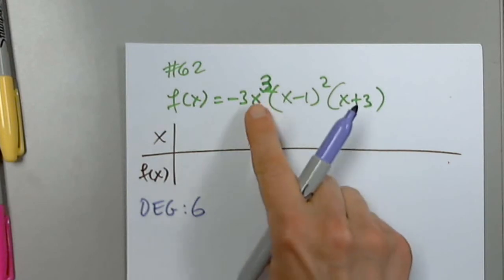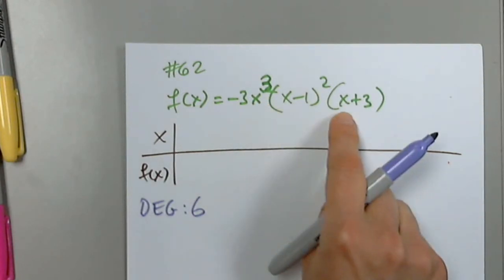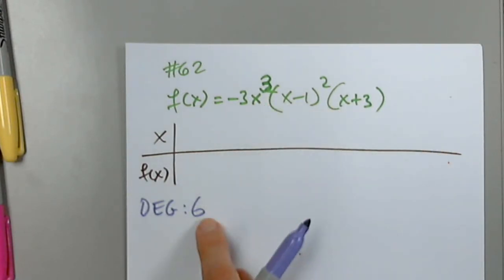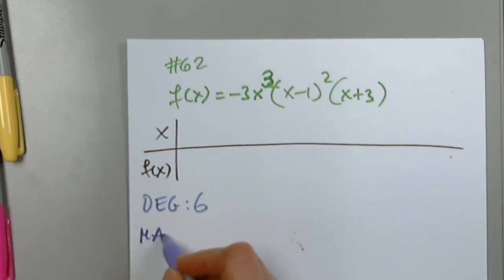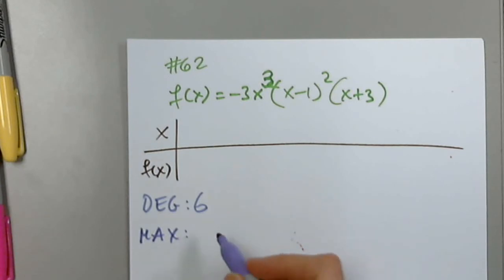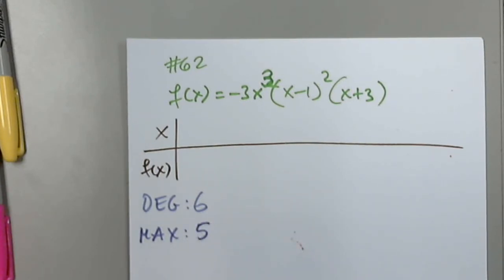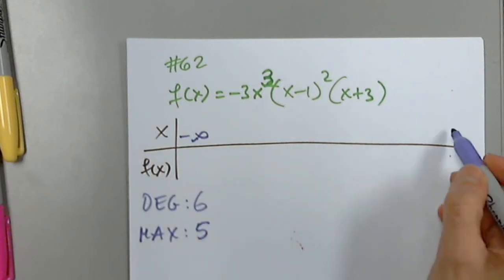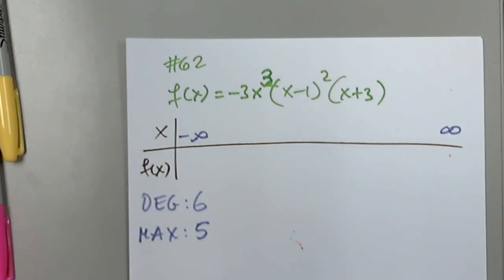Yes, I agree. 3, 2 in here, and 1 here. 3, 2, and 1, degree 6. Awesome. Max possible number of turns. It cannot exceed 5. Awesome. Degree, please. Domain, please. I'm sorry. Forgive me. Very good. And behavior, please.